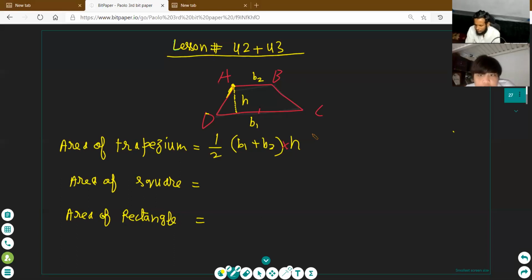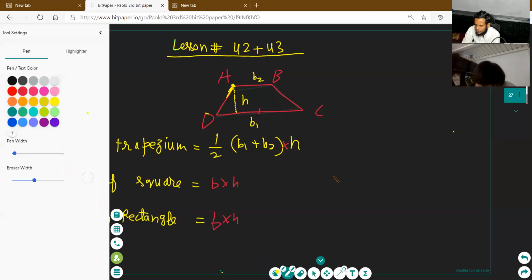Area of rectangle. What is the area of square? What is the area of rectangle? Tell me. Make one square and write its area, okay? No, wrong. Make one square and tell me the area. You should remember the area, okay? Make the notes.